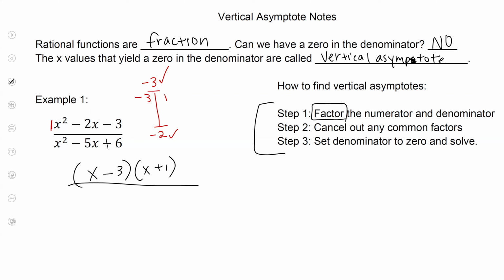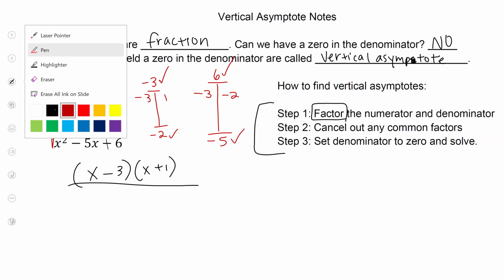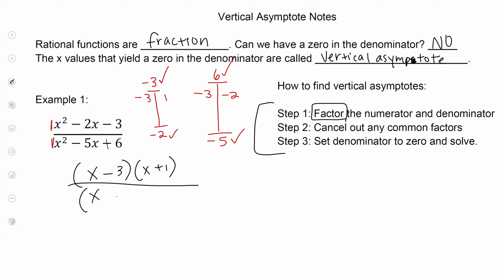Now let's do the next one. Again, my a value is 1, so you don't really have to do the sliding and dividing. 1 times 6 is just 6. Your b value is -5. -3 times -2 is +6. -3 plus -2 is -5. So those are my factors: x minus 3 and x minus 2.